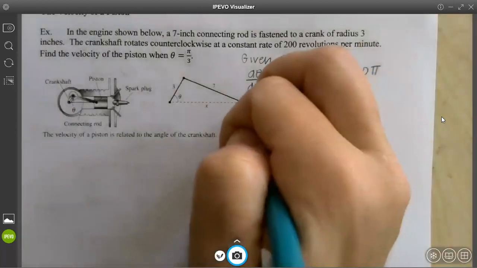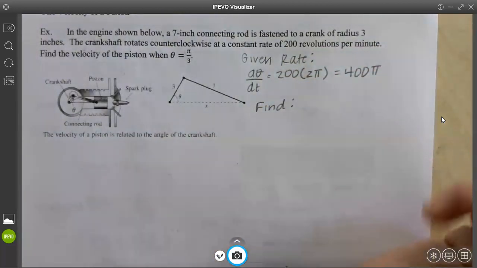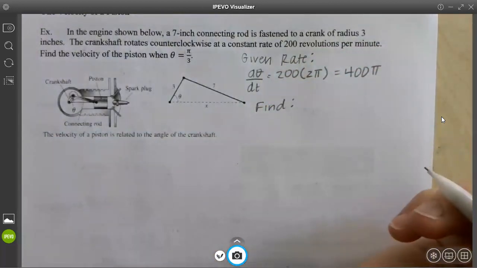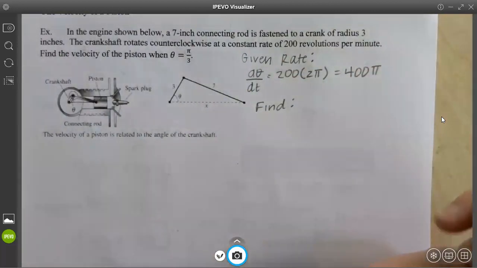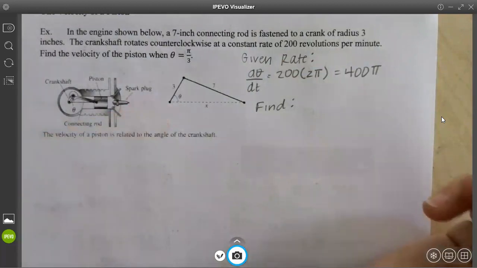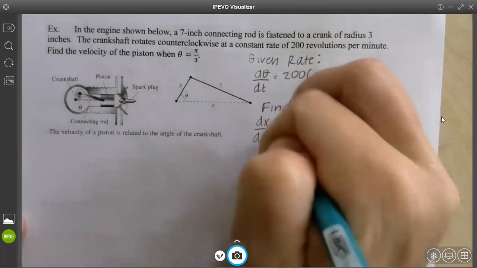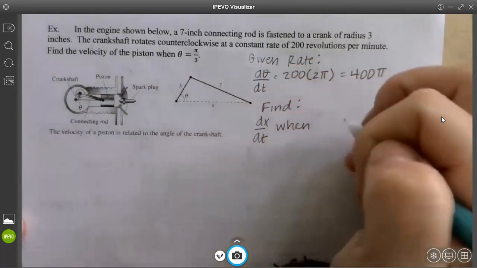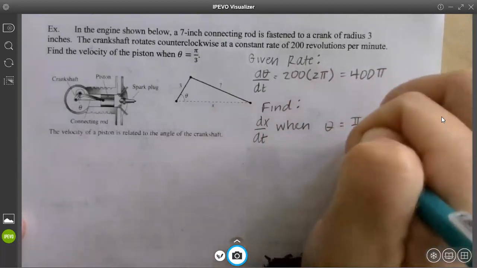What are we trying to find? When theta is equal to pi over 3. So what are we going to use? Look at your variables that you have, especially on your triangle. We already used theta, so which one are we going to use? So dx over dt. And we said when theta equals pi over 3.